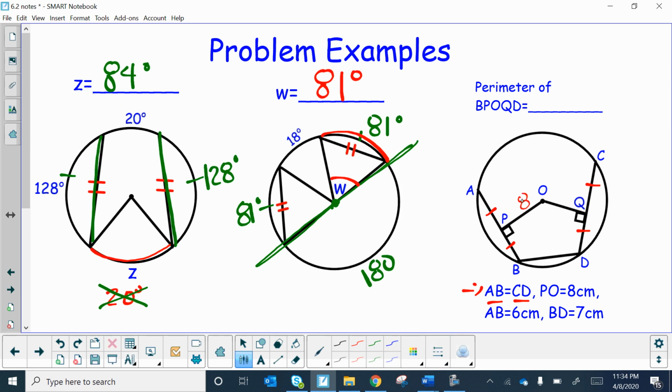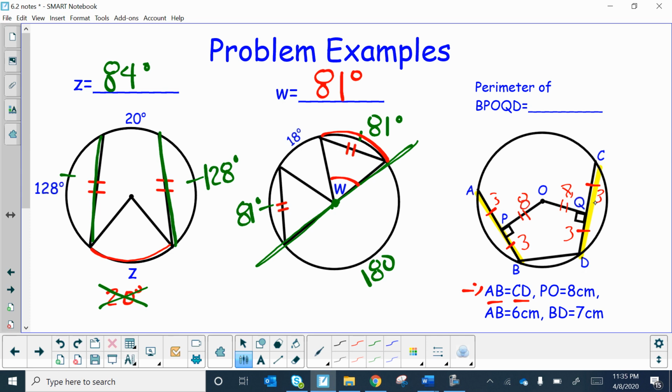And then you have to also realize that this segment's congruent to this segment because AB, which let me get my highlighter, AB is congruent to this one. That means they're the same distance away from the center. So that means this piece over here is 8. Okay, so if that's 8, that's 8. And then we have AB is 6. So if AB is 6, that means this piece is 3. That's 3. That means this is 3, and that's 3.